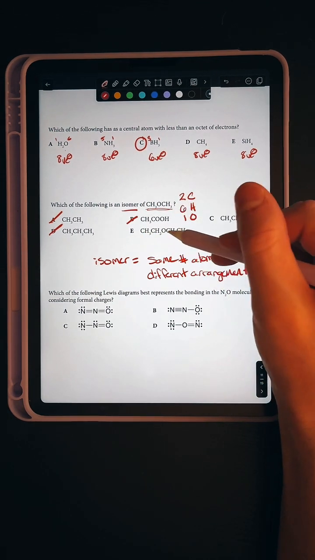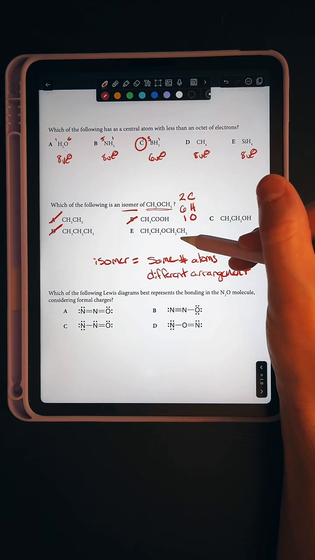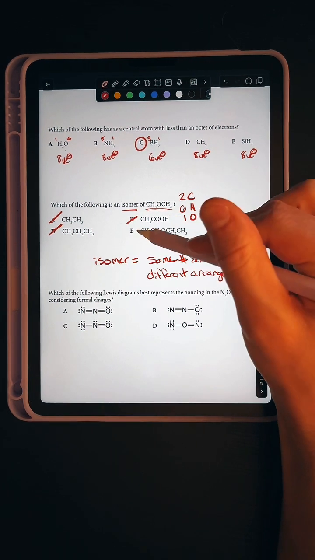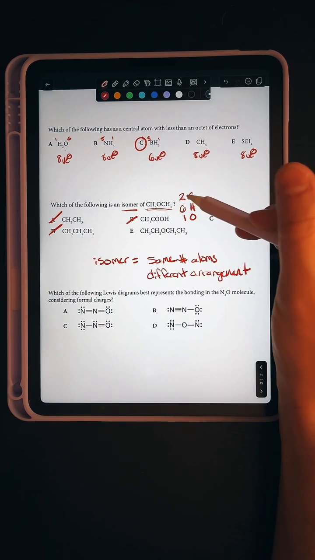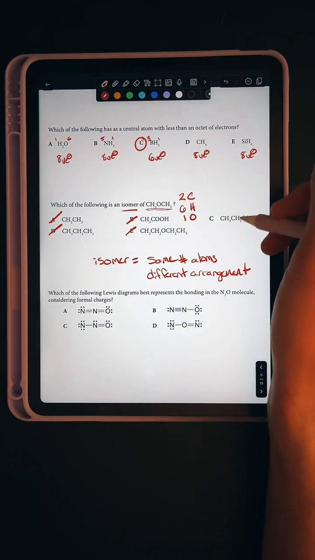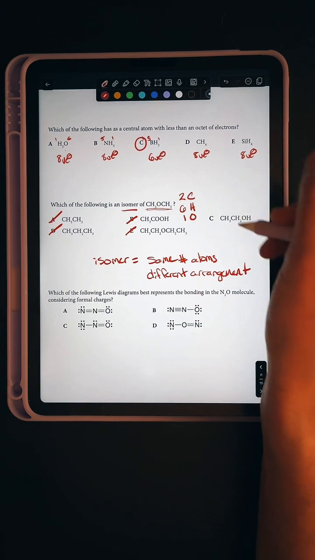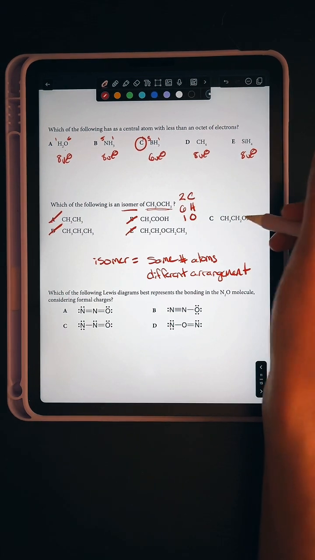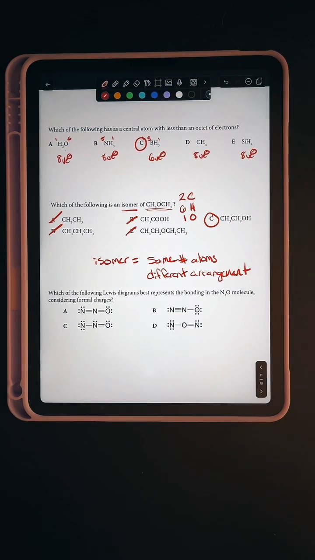E has 1, 2, 3, 4 carbons. And that means we have a different number of carbons here, so that one's not going to be the answer. And the only answer that has 2 carbons, 6 hydrogens, and 1 oxygen is choice C. It is C. Nice job, everyone.